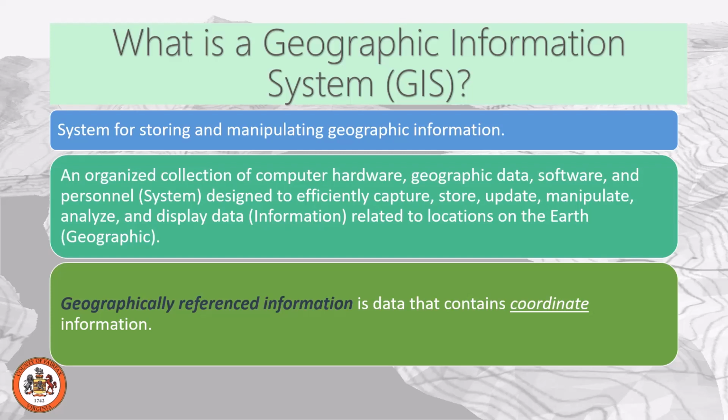So when taken together, it's essentially a combination of different elements that work together to map out spatial data, spatial being the key word there. And much of this spatial data, this geographically referenced information, contains what we call coordinate information, and we'll come back to that in just a minute.